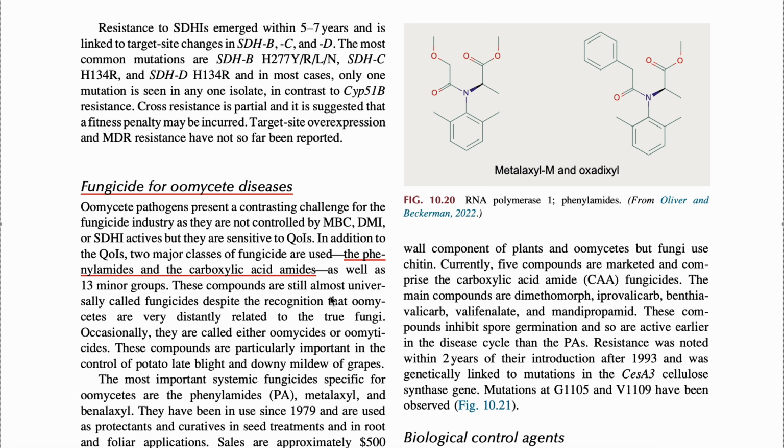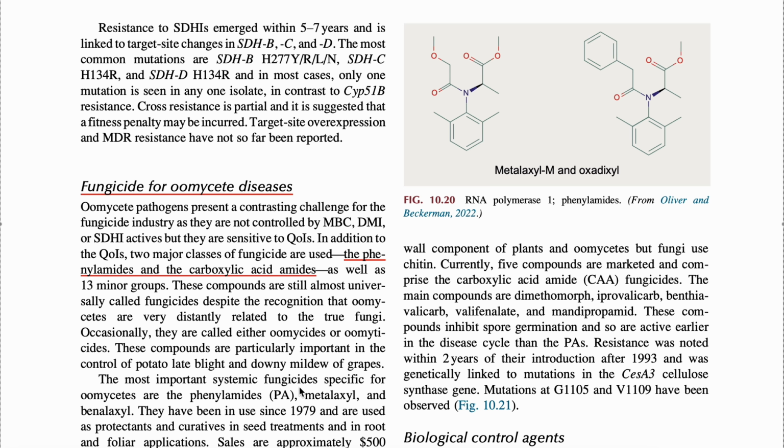These compounds are still almost universally called fungicides, despite the recognition that oomycetes are very distantly related to the true fungi. Occasionally they are called anti-oomycetes or oomyceticides. These compounds are particularly important in the control of potato late blight and downy mildew of grapes.